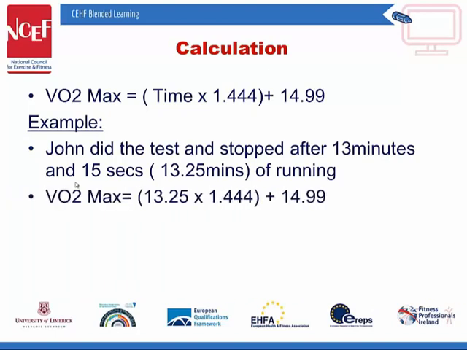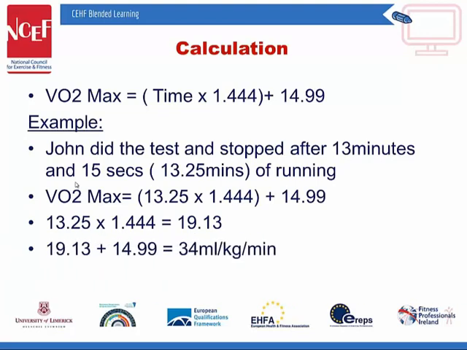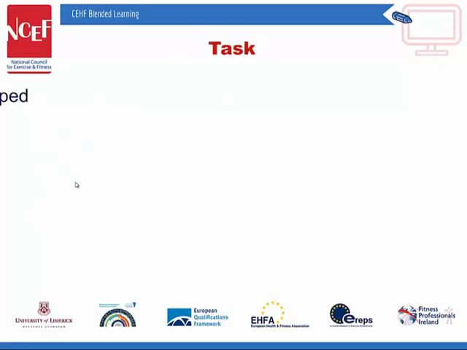So we put that into the formula then. 13.25 multiplied by 1.444 plus 14.99 at the end. If we multiply out what's in the brackets first, we get 19.13. Add on 14.99 and we'll get 34 millilitres per kilogram per minute of exercise, John's VO2 max. Again, check the standards to assess whether his cardiorespiratory endurance is good, average, above average, excellent, or whatever, and give feedback to the client.